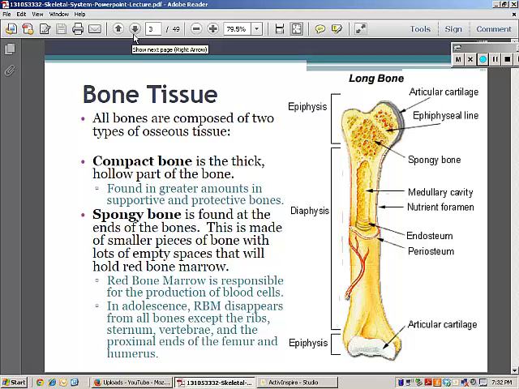It can also hold some red marrow in there, some red bone marrow. And just in case you didn't know, red bone marrow is actually responsible for the production of our blood cells, our red blood cells, various things like that.